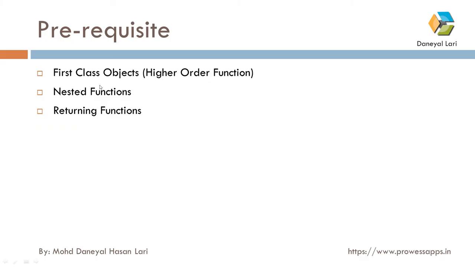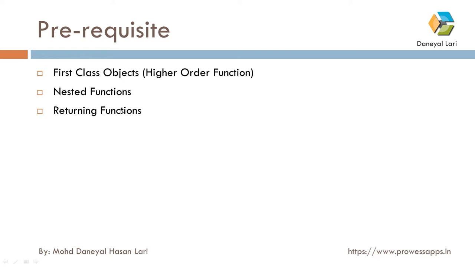First thing is first class object, meaning higher order function. Nested function, how to create them and how to return functions from a function. If you don't know what first class objects, nested functions and returning functions are, go and watch my previous videos. I have already uploaded and explained these things very clearly.